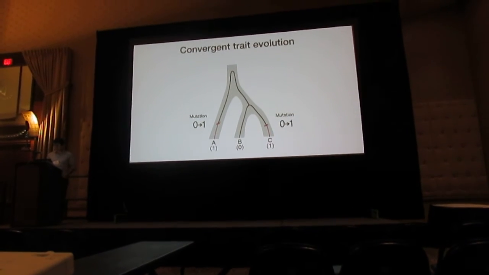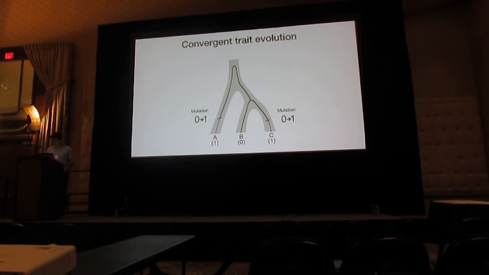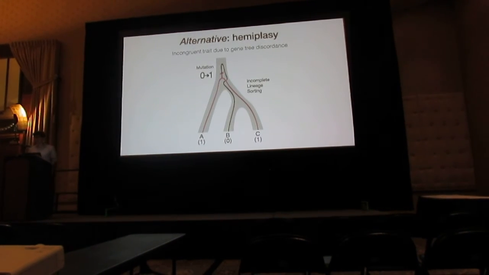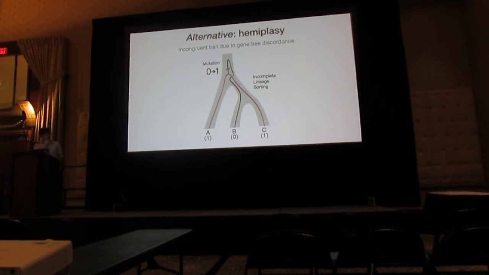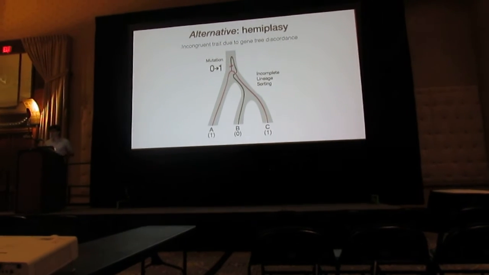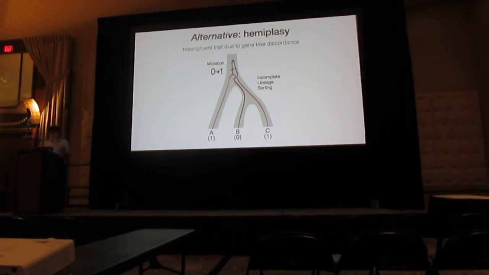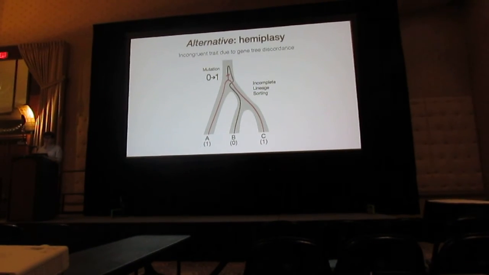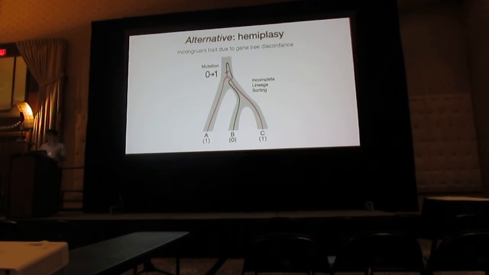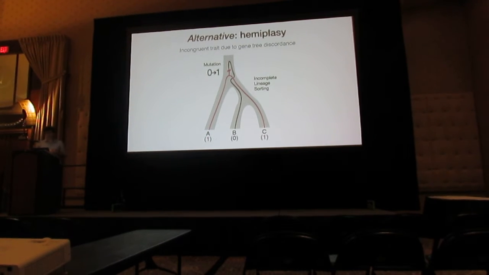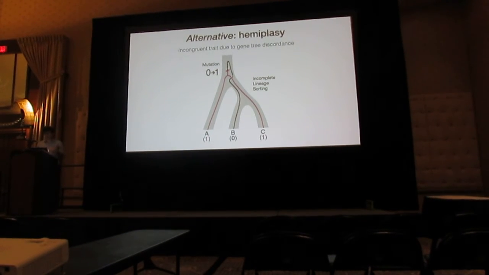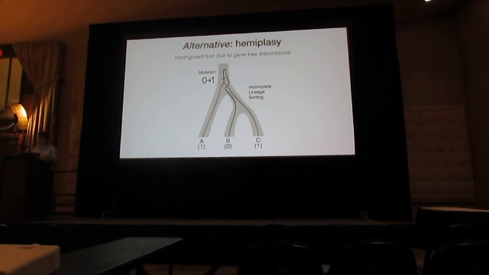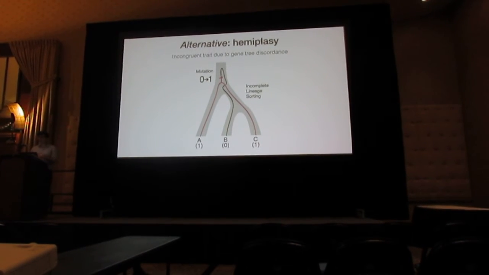Right? An alternative hypothesis, championed mostly by John Avise about 10 years ago, who coined the term hemiplasy, involves just one mutation. Rather, the incongruency in the trait comes from discordance in the gene tree that underlies the trait that we're interested in. So instead of having two mutations, we have one mutation in the ancestor of A and C that happen to be more closely related in this particular gene tree.